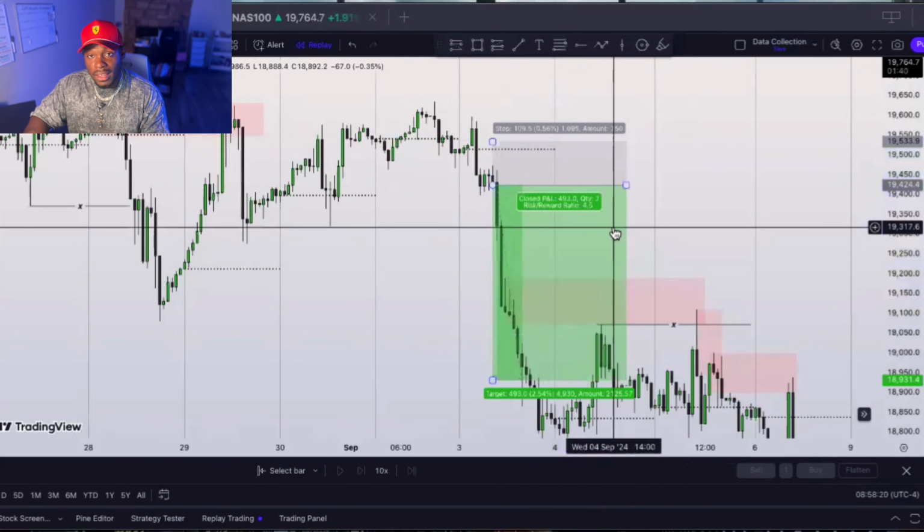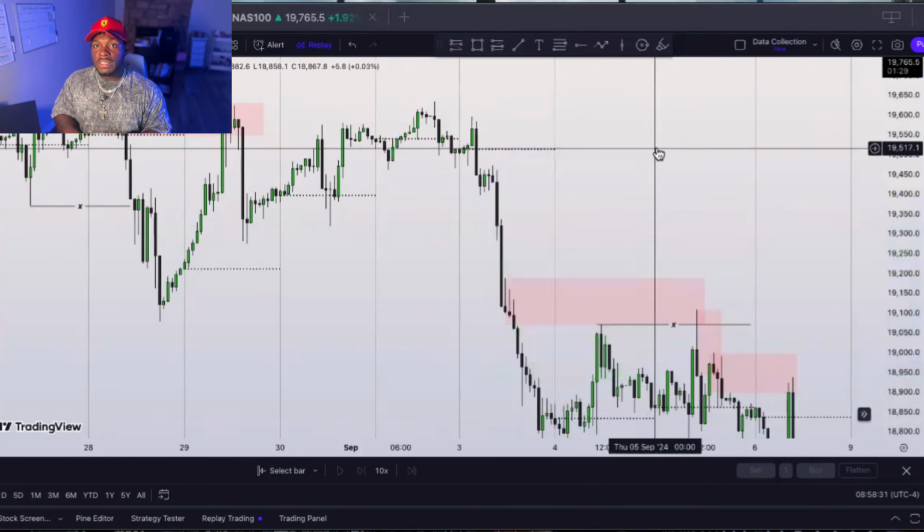I'm gonna target here because it gives a sense of, hey, once we get there, we might reject it, we might break it. I don't know, but if we break it, we're probably going up. If we reject it to the downside, then we're probably going down, right? So that's how I use midnight price.